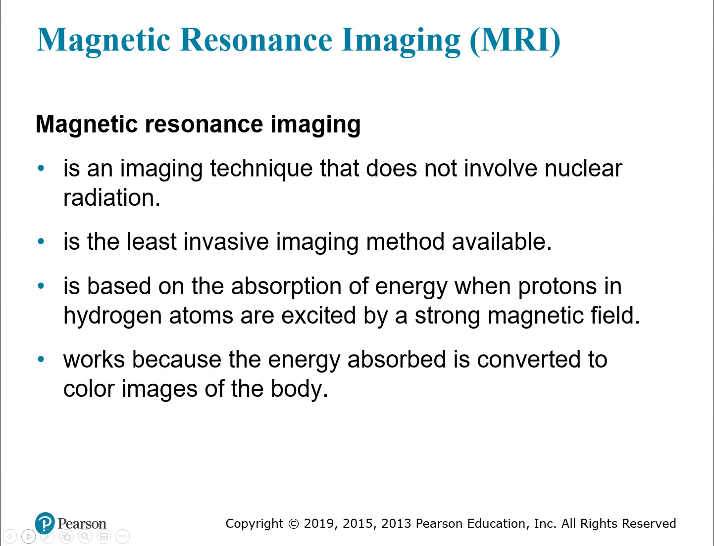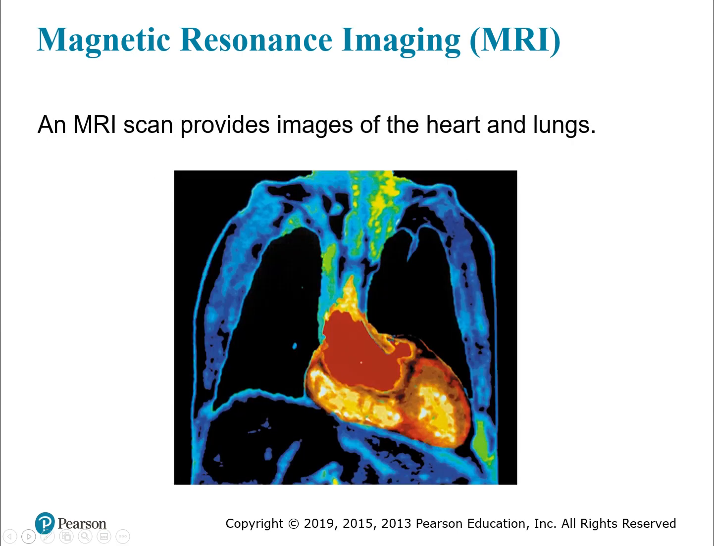it's just based on the absorption of energy when protons in hydrogen atoms are excited by a strong magnetic field. Remember, we're mainly water, which has a lot of hydrogen, and there's a lot of hydrogen in our bodies, so this works pretty well. The energy absorbed is converted to color images of the body, so you can see all the organs and things, and you can diagnose a lot of issues. This is an example of an image of the heart and the lungs.